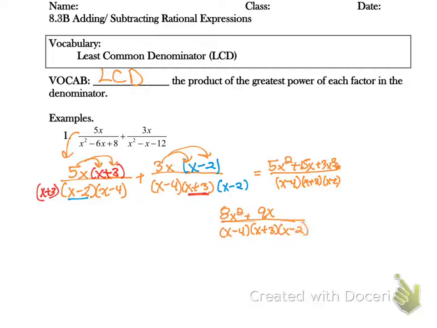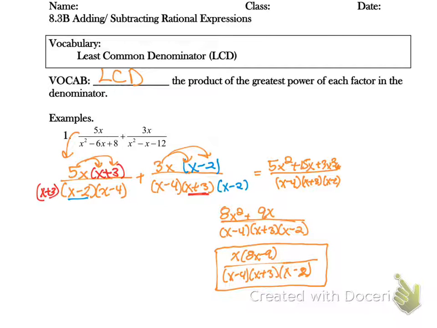x minus 2. In order to make sure it's fully simplified, factor if you still can. So on top here, I can still take out an x, and I'm left with 8x minus 9. And then on bottom, it's already fully factored, so you can just leave it as those three factors. And then like last class, we want to double check if there's any factors on top that are also on bottom. If so, we need to cancel. But in this case, we don't have any, so we are done.